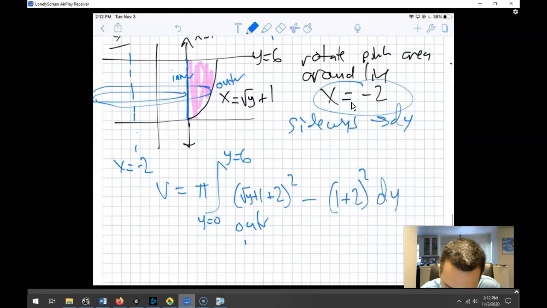Again, I have my outer radius squared, my inner radius squared. It's all going back to that donut shape and trying to work with that.